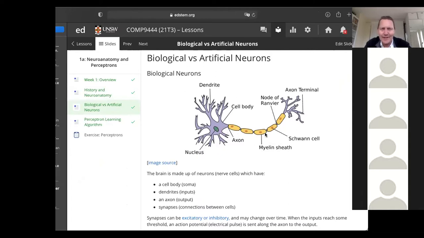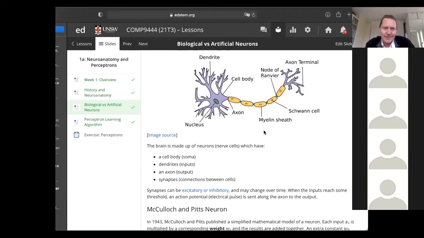This is a very, very nice picture from Wiki Commons. It's a slightly untypical, not all, most neurons don't have this myelinated sheath. That's something that's specific to motor neurons. But I keep looking for a better picture of a neuron and I never find one. So we're stuck with this. But neurons have cell body, and then they have dendrites and an axon and synapses.